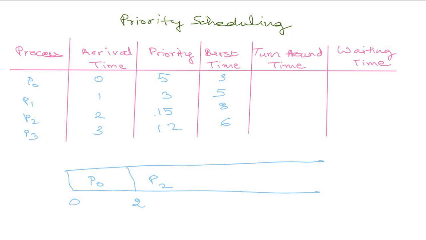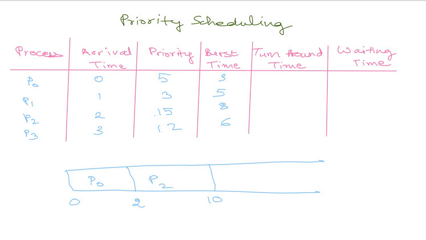P2 continues, and the burst time is 8, so it will finish at 10. So P2 finishes at 10. Now after all the processes have arrived, the non-preemptive approach can also be applied here. Basically even in a preemptive algorithm, when all the processes have arrived, we can do it as the non-preemptive one. It would be similar because all the processes have already arrived.